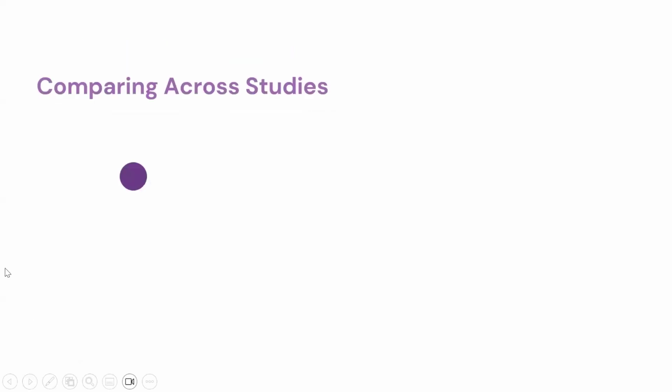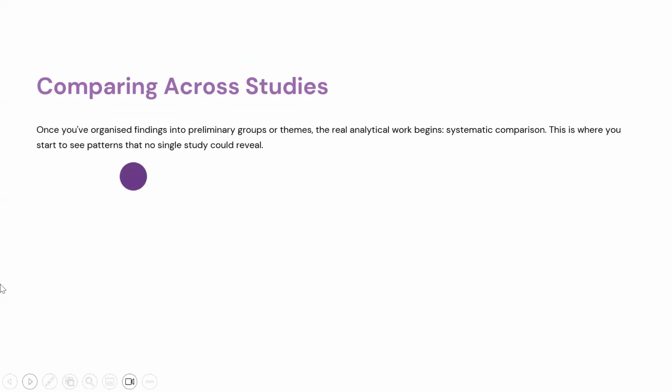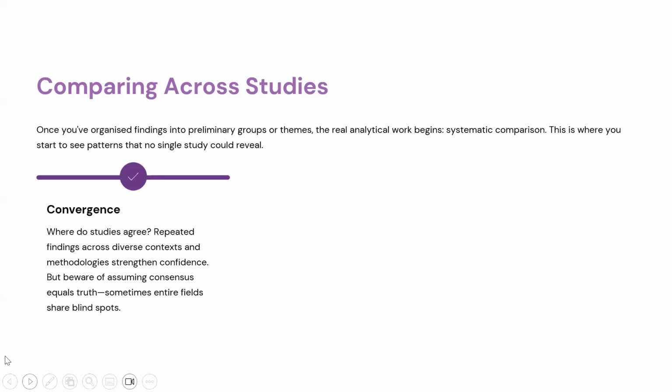So that then leads us to the next stage, which is comparing across studies. At this point, once you've organized your findings into preliminary groups or themes, this is where the actual analytical work begins, the systematic comparison. And this is the stage whereby you would start to see patterns that no single study on its own could reveal. So what do we mean by that?